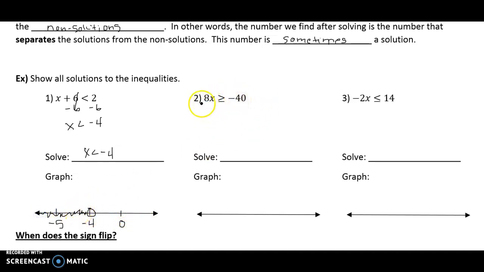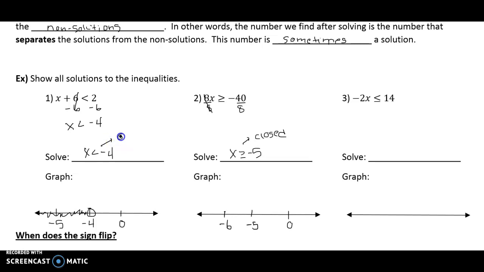Same thing, how do I solve for x? Well, this isn't plus or minus, so it's just multiplication. So my opposite operation would be divide by 8 on both sides. The 8's cancel out here, so I'm left with x is greater than or equal to -5. Okay, so I put -5 on here, just put something to the left, put 0 where it would go, and then figure out this means closed, because it has the or equal to.